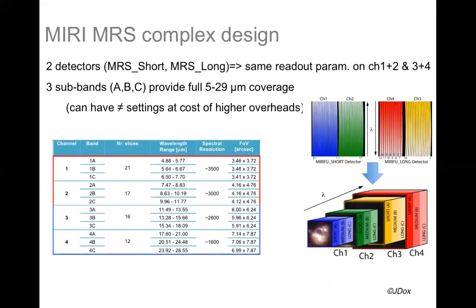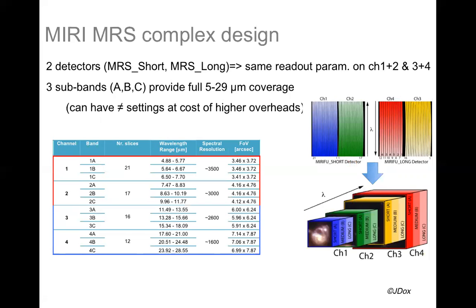So moving on into the complexity. The 4 IFUs are recorded onto 2 detectors, which are called the MRS short and MRS long, as you can see here in this snapshot. So channels 1 and 2 are recorded on a single detector, the short one, and channels 3 and 4 on the long detector. So it means that channels 1 and 2 must have the same readout parameters, and the same is true for channels 3 and 4. So same readout mode, same number of groups, same number of integrations.